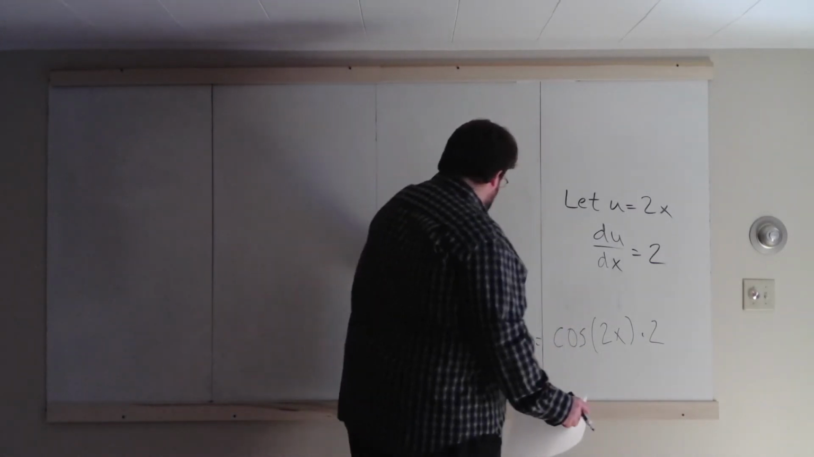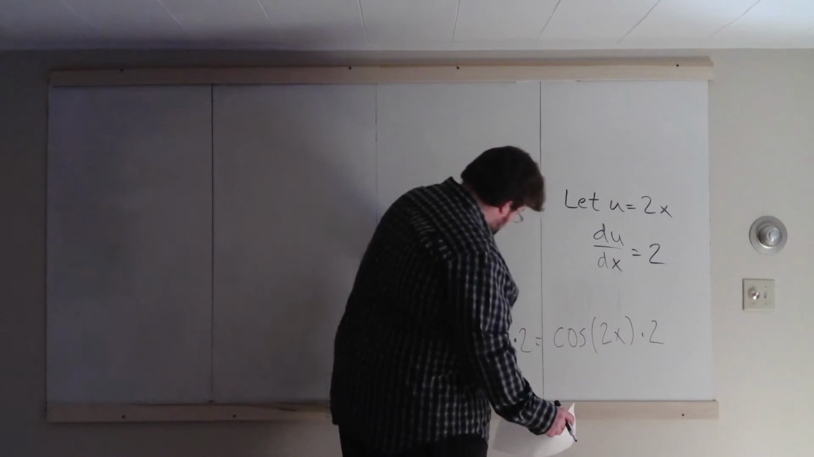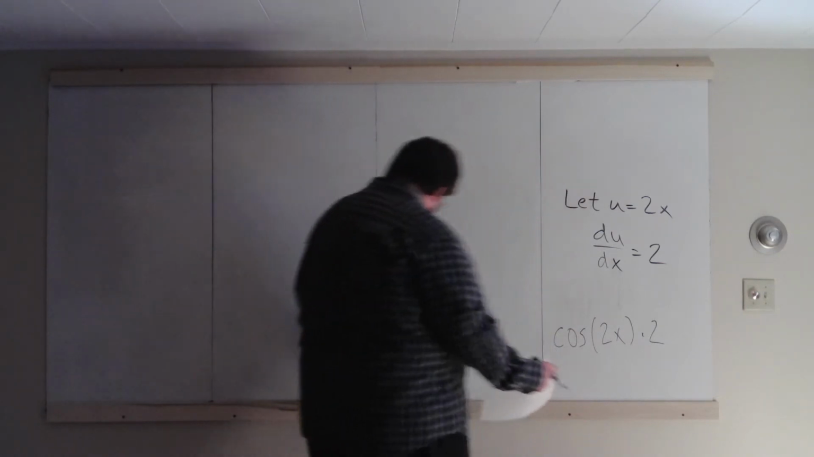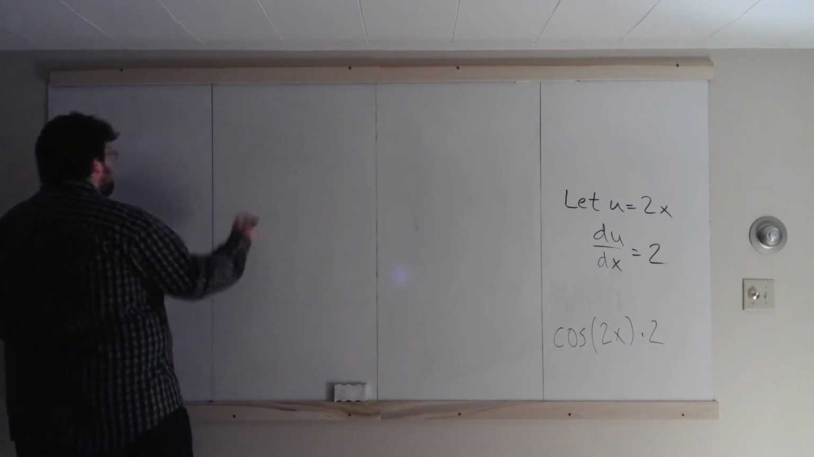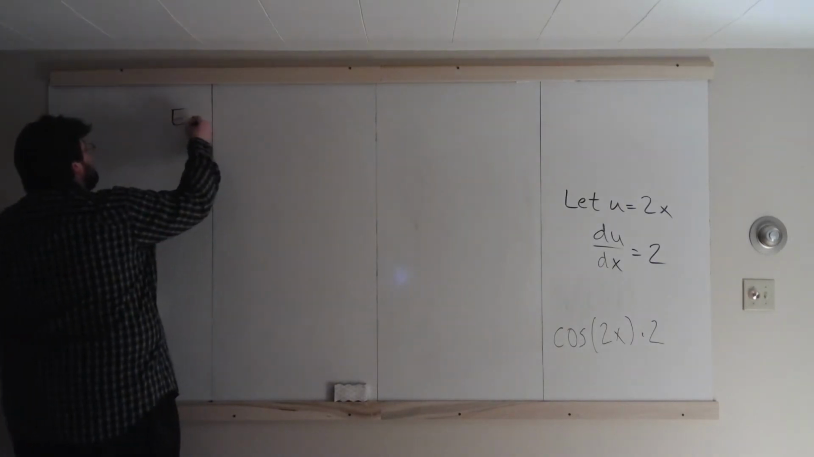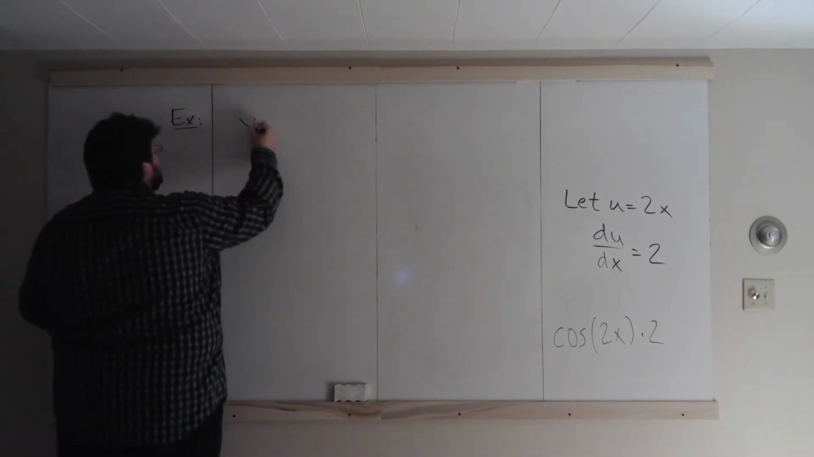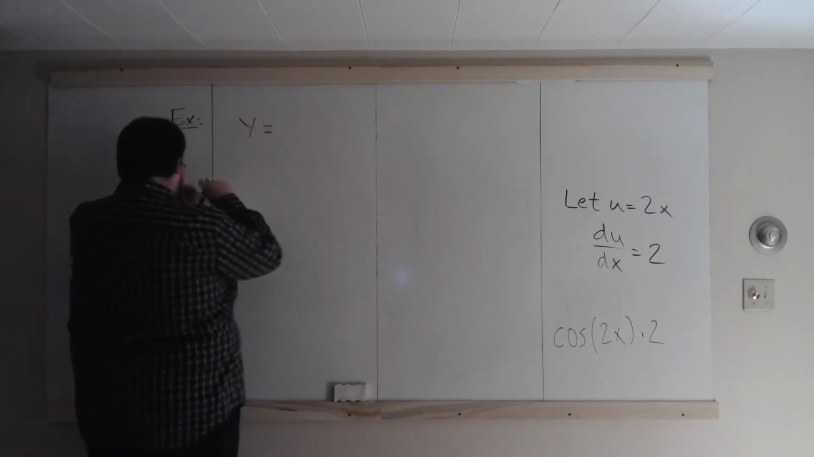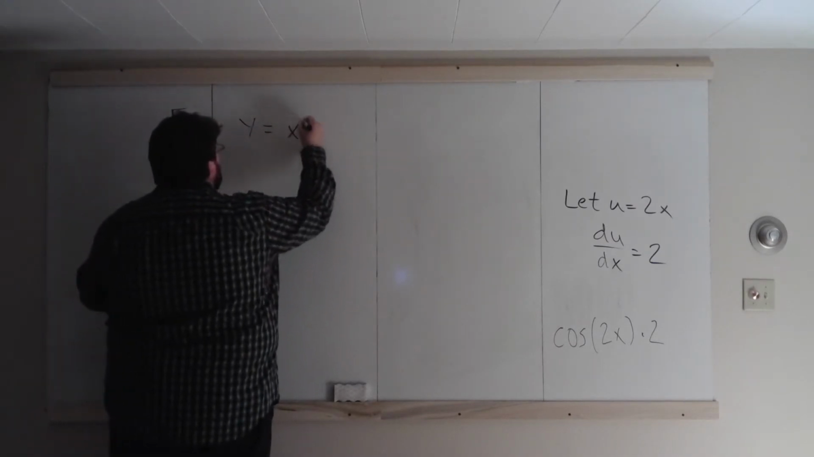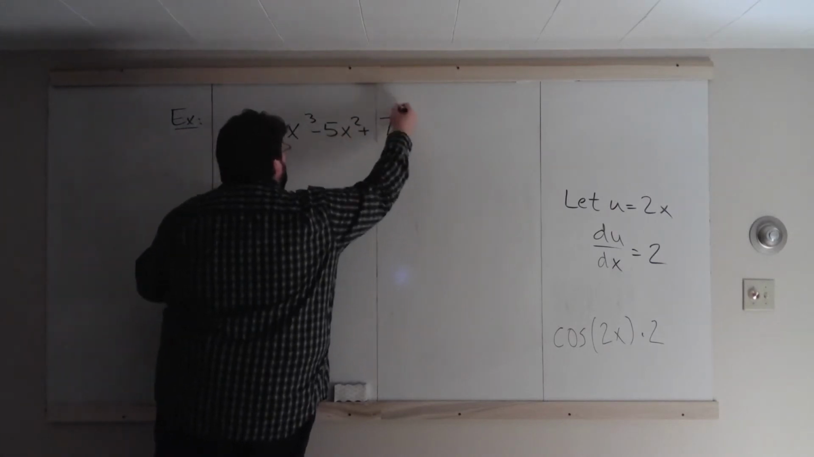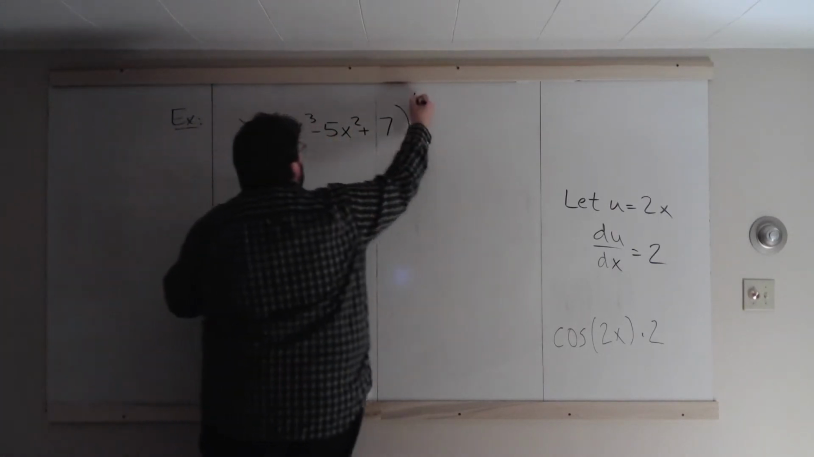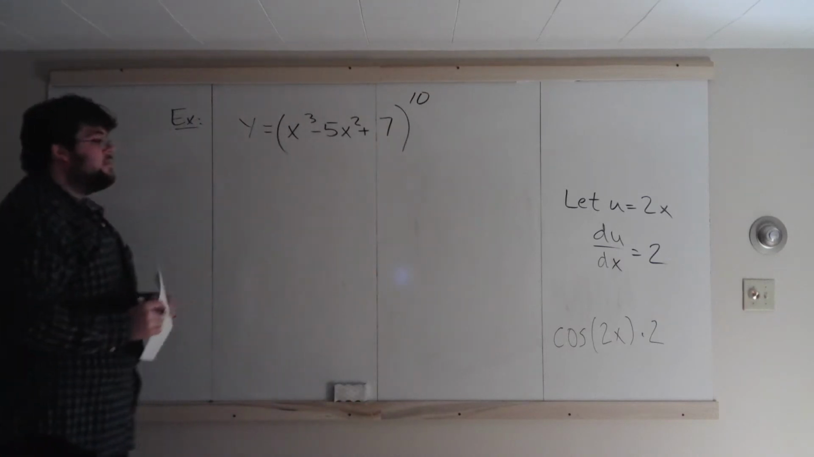So let's look now at this function. And for all of these, the directions are going to be find dy dx. So example, find dy dx. y equals all of this to the 10th.